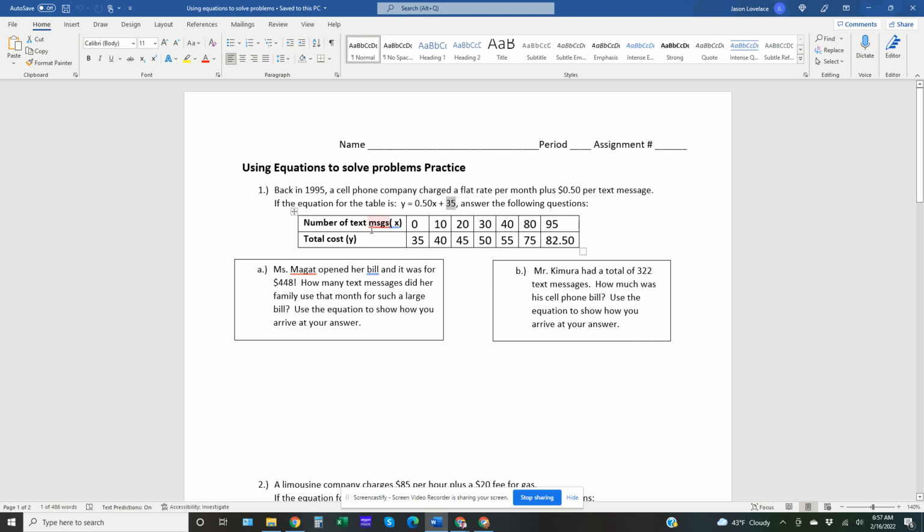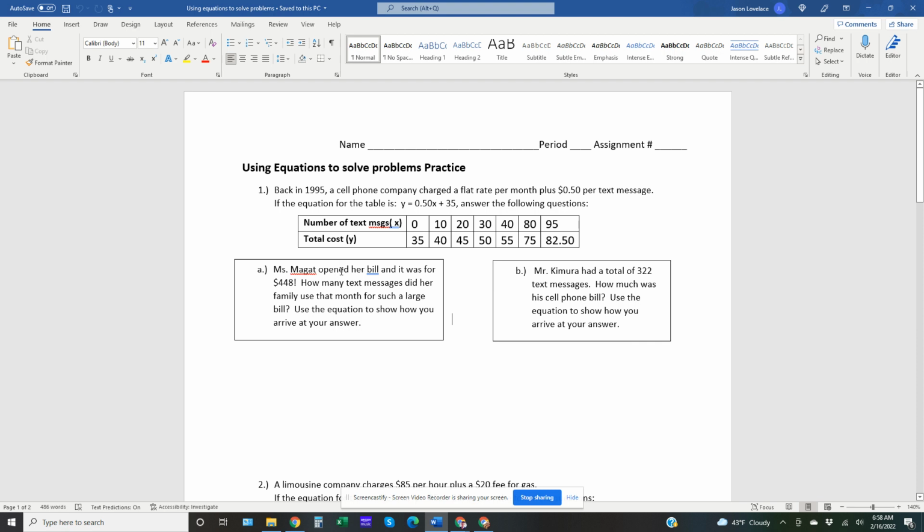So for example, if I sent 10 text messages, this means that x is 10. So I would substitute 10 right here. So half of 10 is $5. I add that to my $35 flat fee, and I should get a total cost of $40.